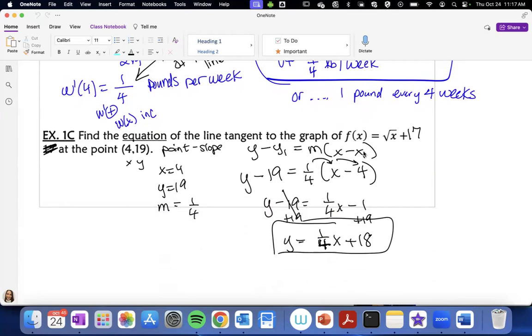So if Dr. Bozak asks me, hey, Miss Alexander, if I want to know his weight after 10 weeks, what should I expect? I can plug it into this and be like, oh, well, that's what you can expect, right?